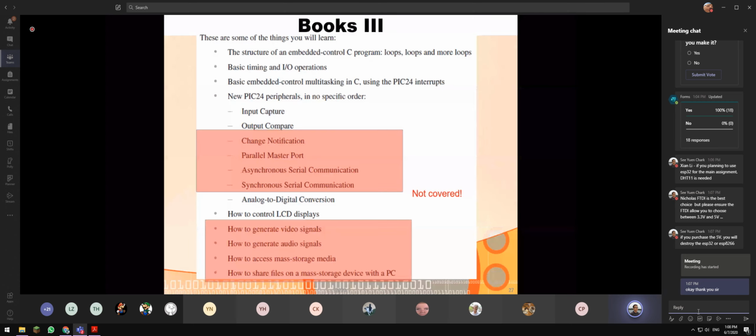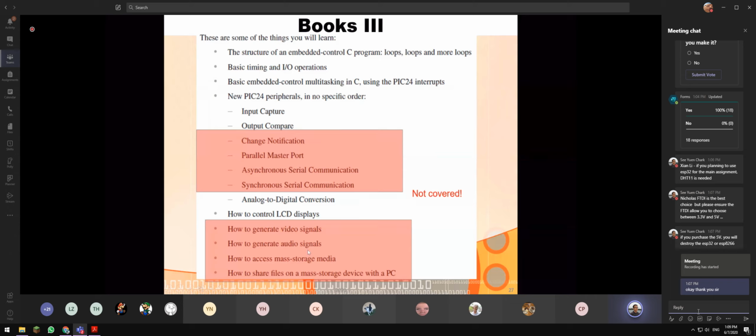Okay, so actually I said not to cover, but we will still cover change notification. We still look into it. So in this book, they also discuss video signal. You link it to a monitor, to a touch screen. Okay, some audio signal. By audio signal, you can do audio processing and mass storage.